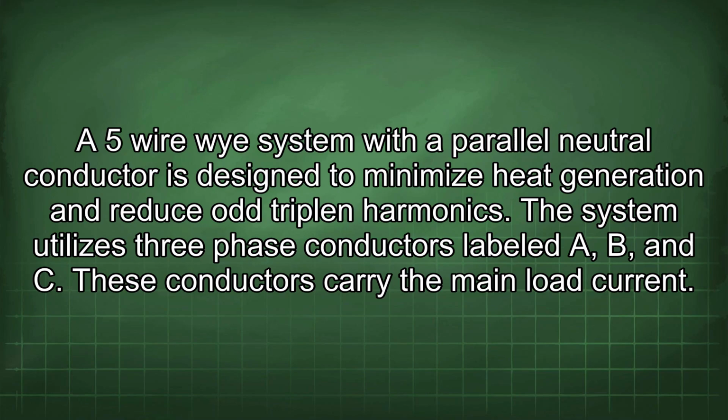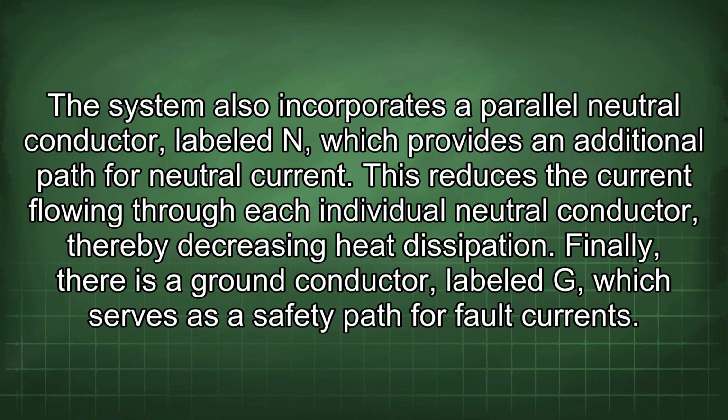5-wire Y system, the parallel neutral conductor is designed to minimize heat generation and reduce our triplen harmonics. The system utilizes three-phase conductors labeled A, B, and C. These conductors carry the main load current. The system also incorporates a parallel neutral conductor labeled N, which provides an additional path for neutral current.